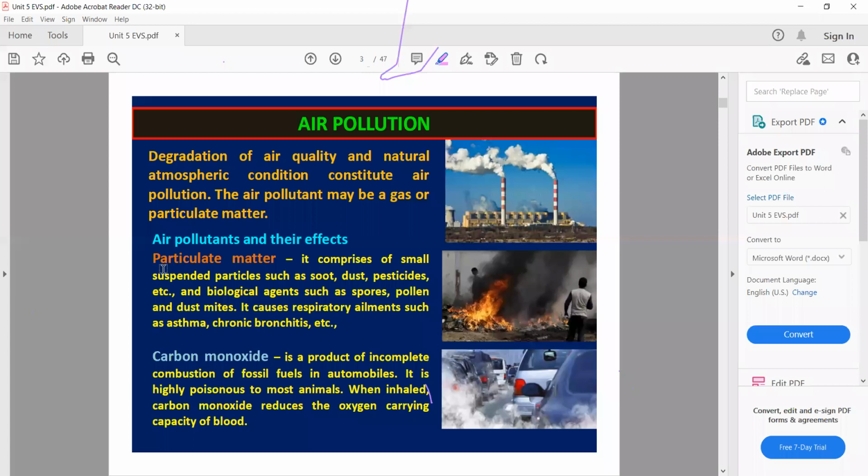First is particulate matter. What is that? It comprises small suspended particles such as soot, dust, pesticides, all these stuff, and biological agents such as spore, pollen, and dust mites. Right? It causes respiratory ailments such as asthma, chronic bronchitis, nasal problems, lung diseases, and plenty.